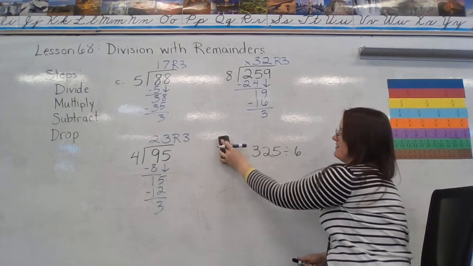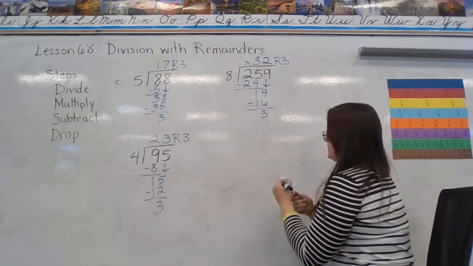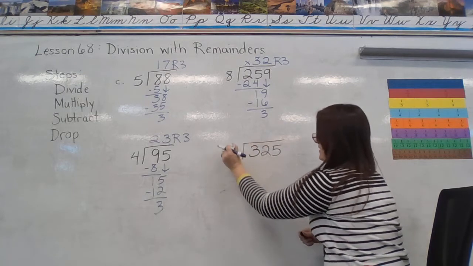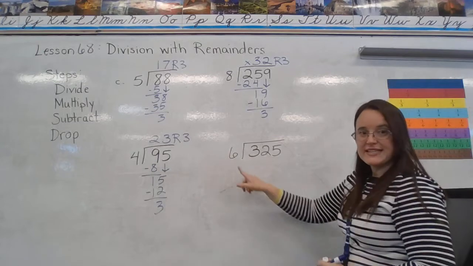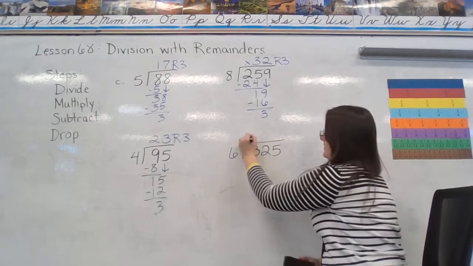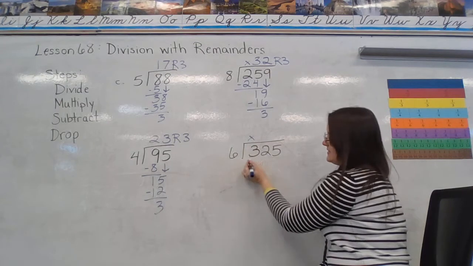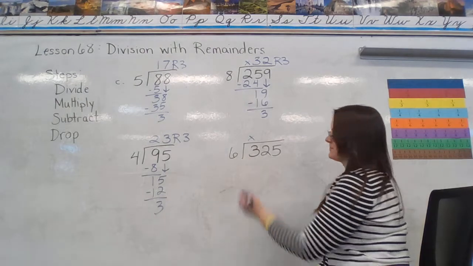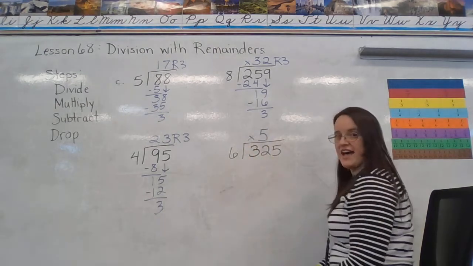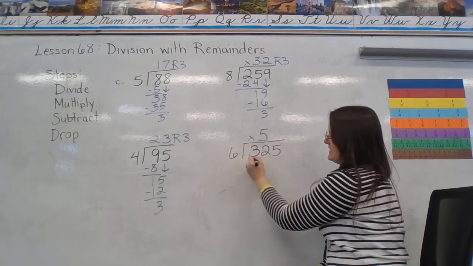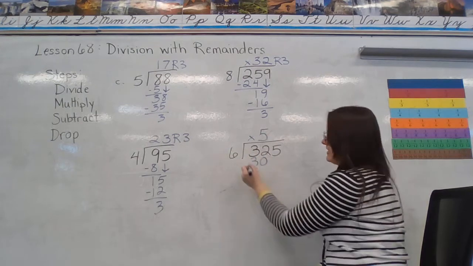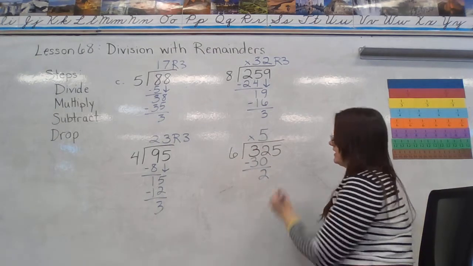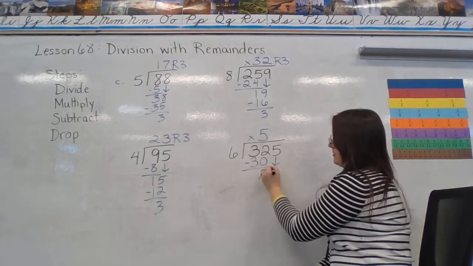And 325 divided by 6. Let's rewrite that in the house. Does 6 go into 3? No. Does 6 go into 32? Yes. How many times? 5. 5 times 6 is 30. Subtract. 2 minus 0 is 2. Drop our 5 there.